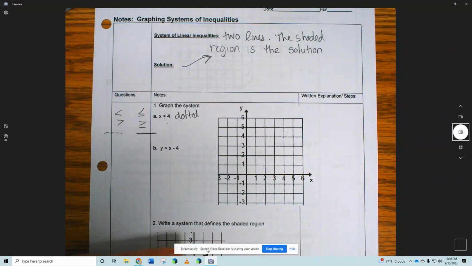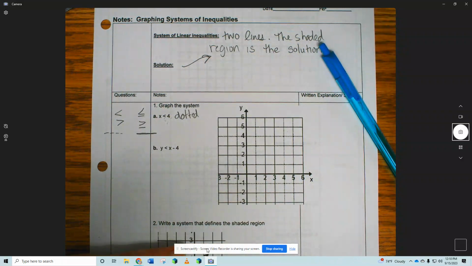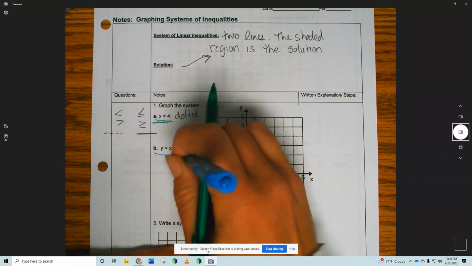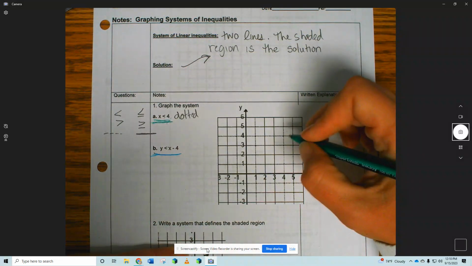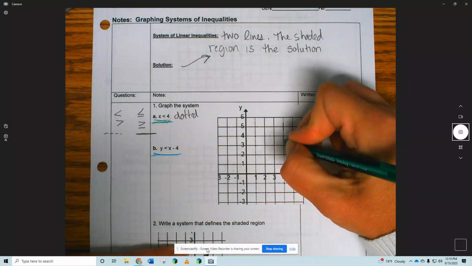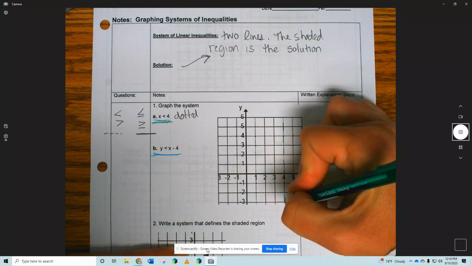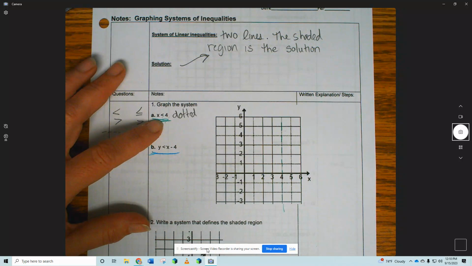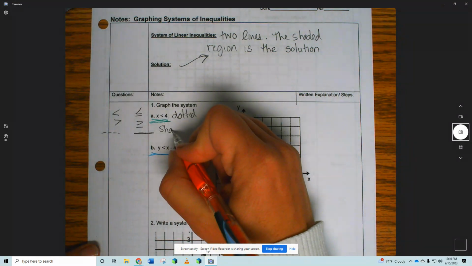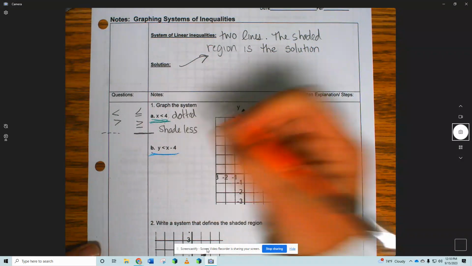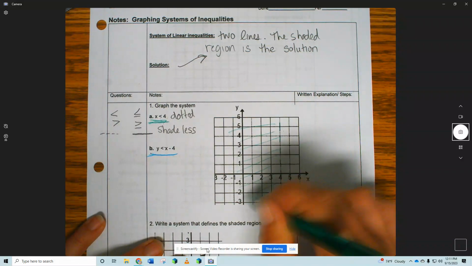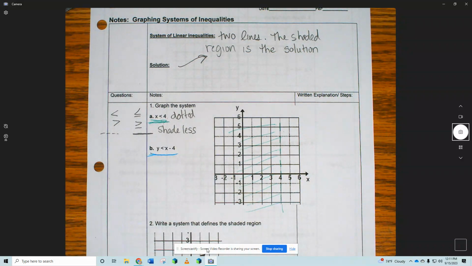So at 4, I'll do blue and green. Green first. And blue will be here. At 4, it's just going to be a dashed line. And it says less than. So I'm going to shade less than. That would be that. Okay?